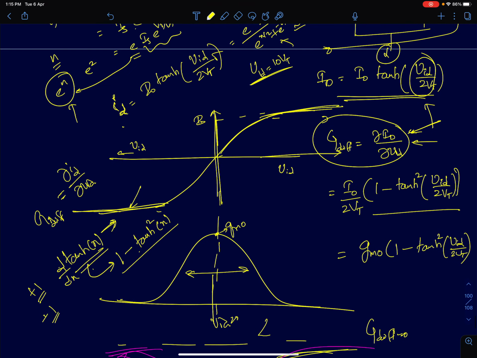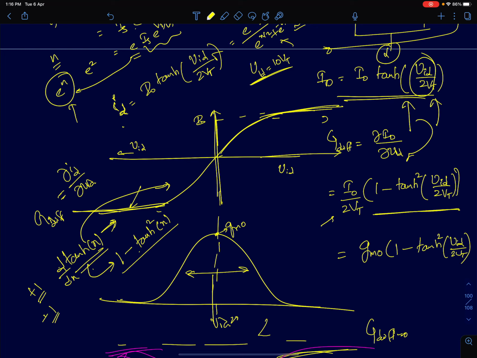So tan hyperbolic x is an odd function, so tan hyperbolic square x is an even function. Because you're squaring it, it will always be positive. If I differentiate this tan hyperbolic square x equation, I'm going to get I naught by 2Vt, that comes from differentiating VID by 2Vt, times 1 minus tan hyperbolic square VID by 2Vt.